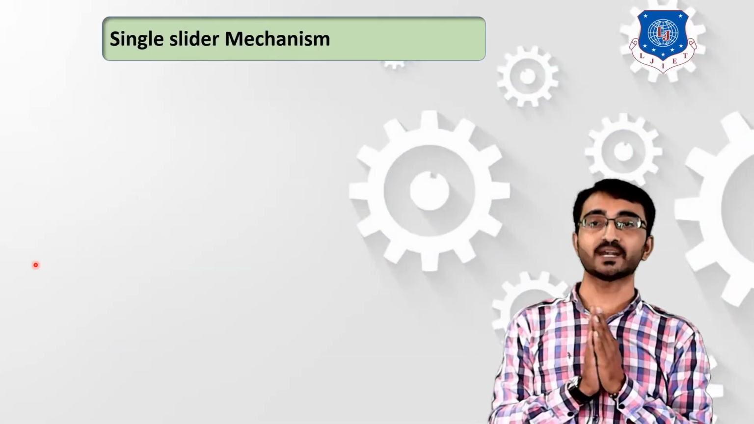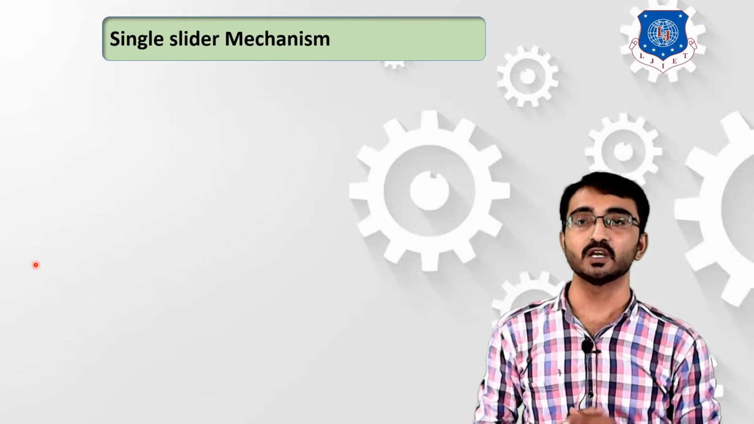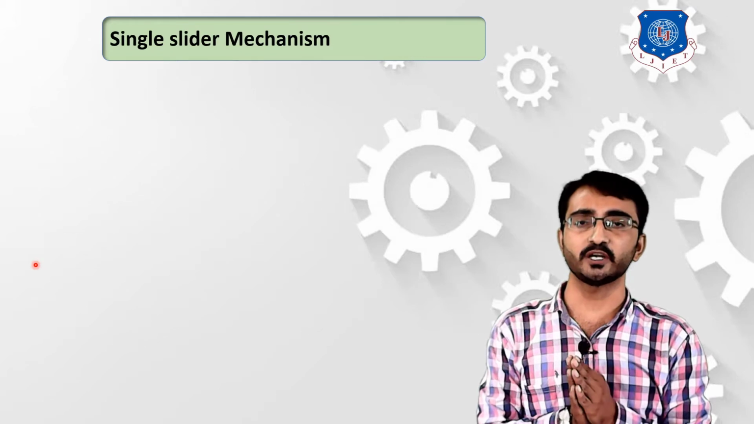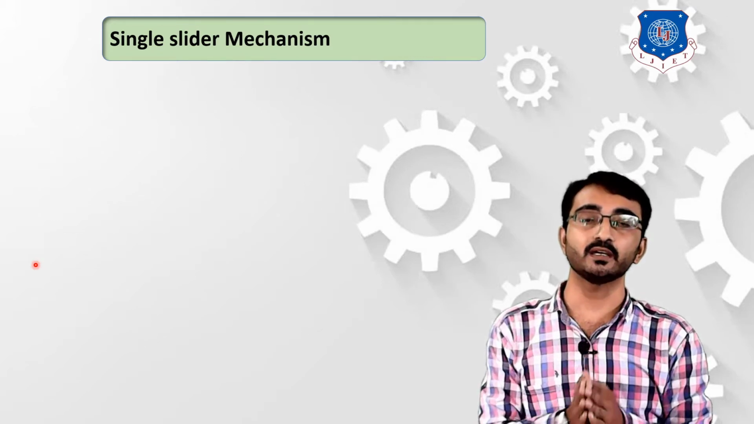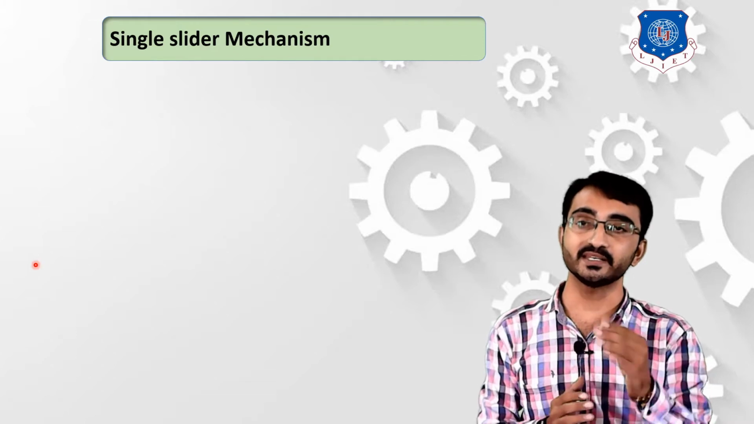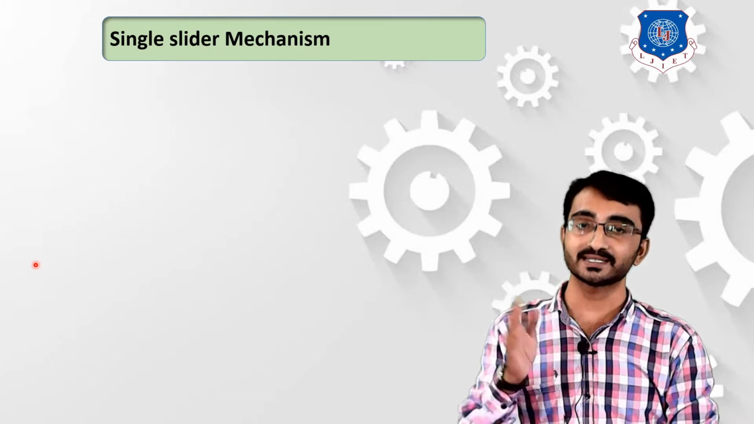Now, to start with inversion, first we have to learn what a single slider mechanism is. In definition, we can say that any mechanism which contains one sliding pair is known as a single slider mechanism. How can we obtain it? Let's learn it from this diagram.